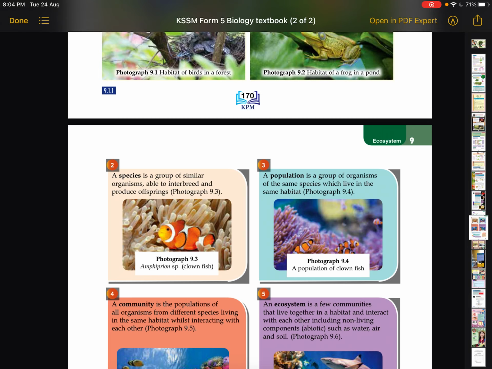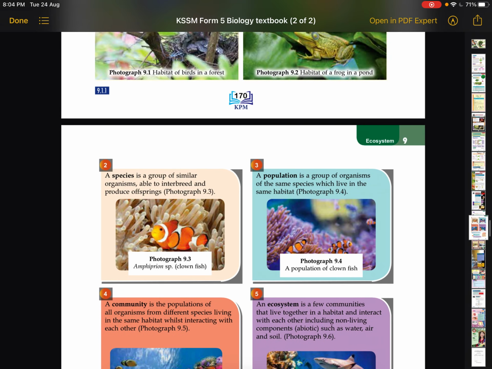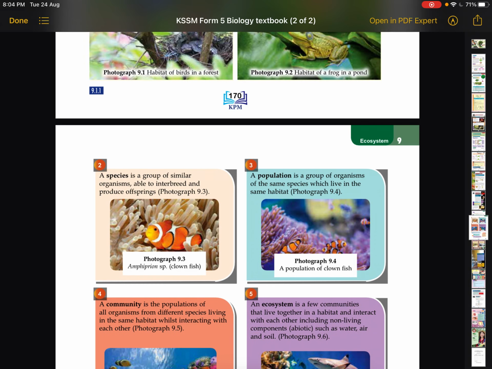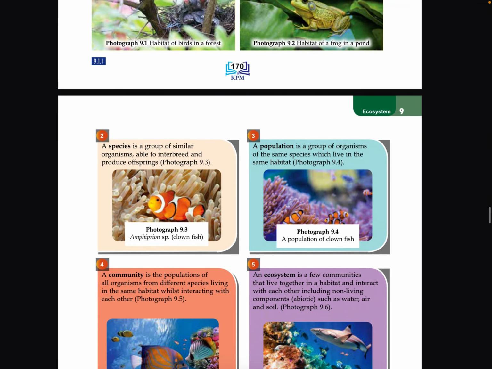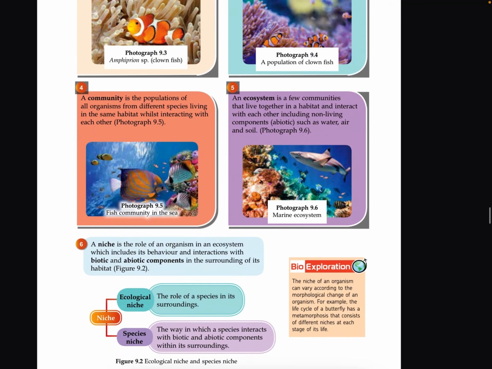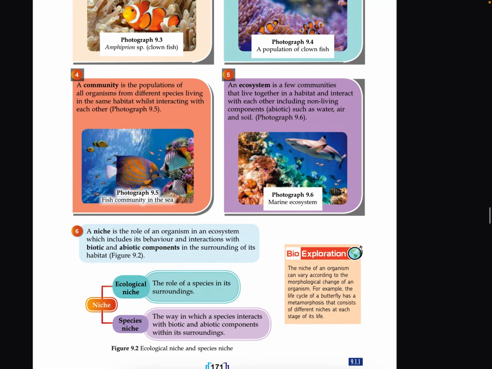And then a species is similar, as organisms that are able to interbreed. I mentioned this in the last chapter. Species will be able to breed and produce offspring. They can reproduce. A population is a group of organisms of the same species which live in the same habitat. For example, the Malaysian population consists of people who live in Malaysia, so our habitat is Malaysia.